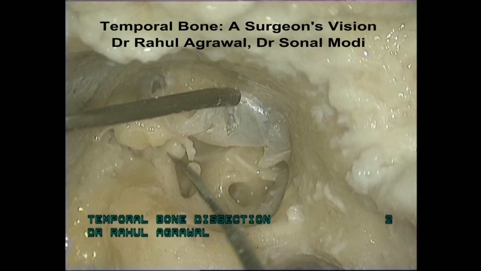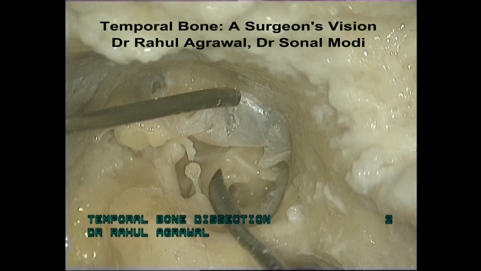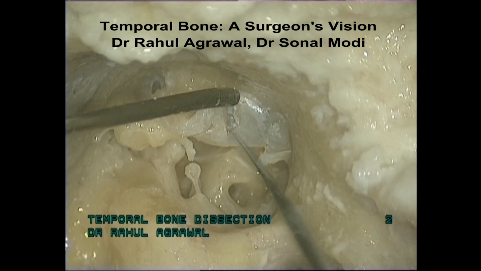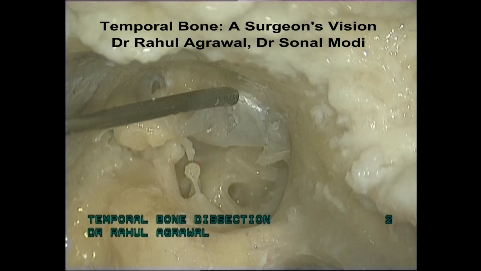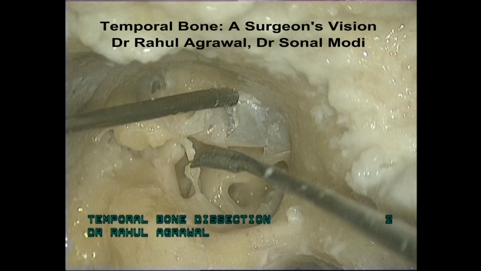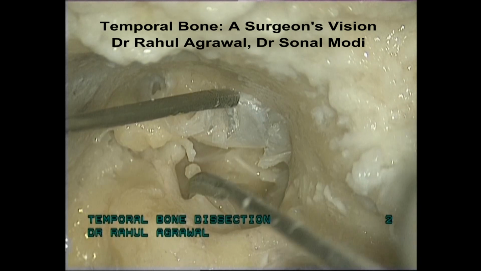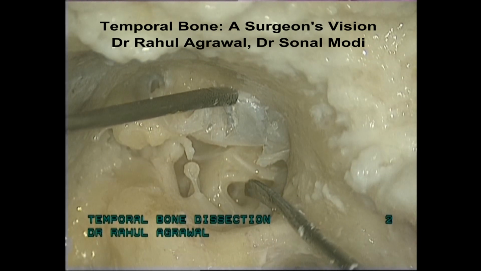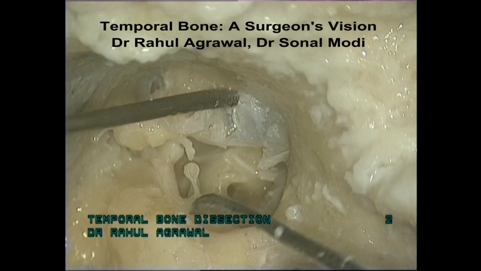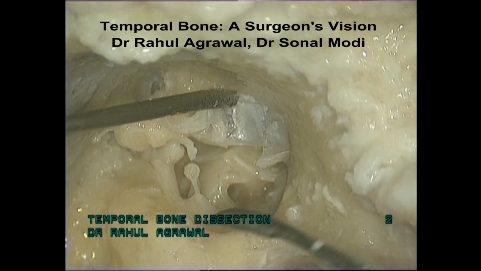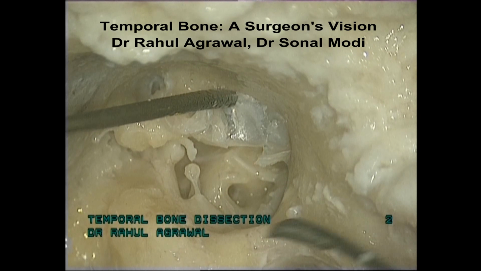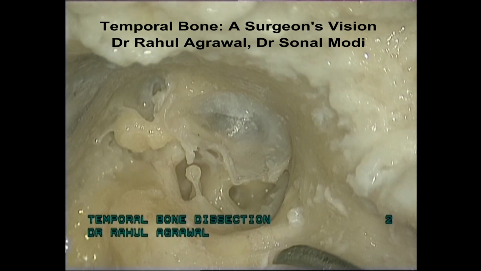Now to see the middle ear structures, that's the chorda tympani. You see the nerve plexus over the promontory. That's the stapedial head, stapedial tendon, round window. That's the pyramid. That's the horizontal segment of facial nerve, going in to become the vertical segment of facial nerve.